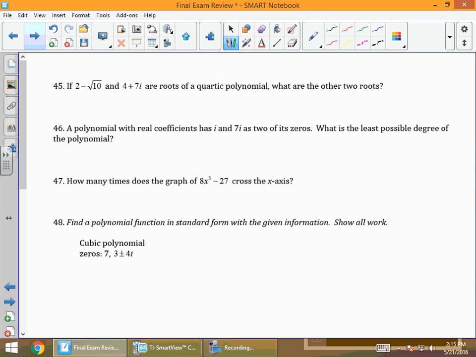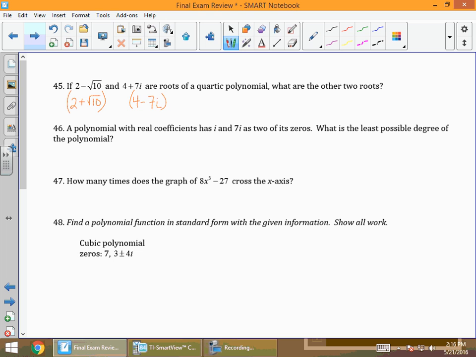All right, moving on to 45. So here we go. What are the other two roots? Again, this is the same conjugate theorem. So 2 plus radical 10, and if I have 4 plus 7i, then 4 minus 7i. Just changing those signs, we call those conjugates. Making sure that we are doing those conjugate pairs.